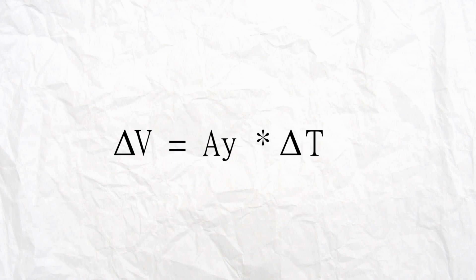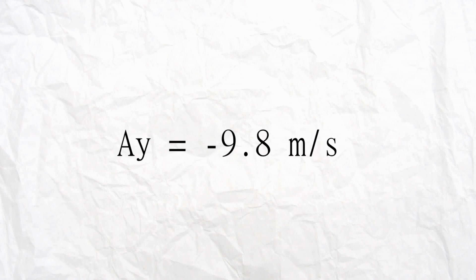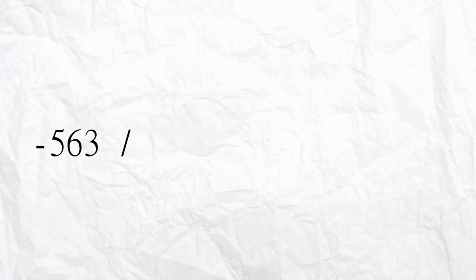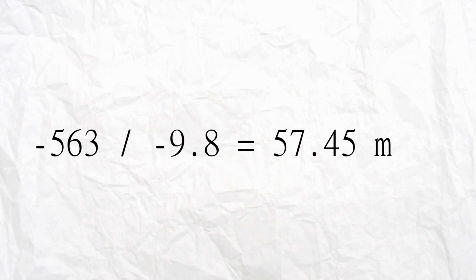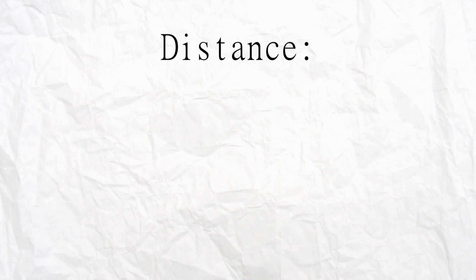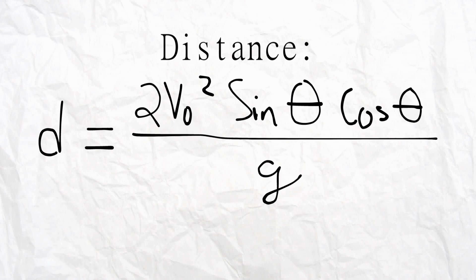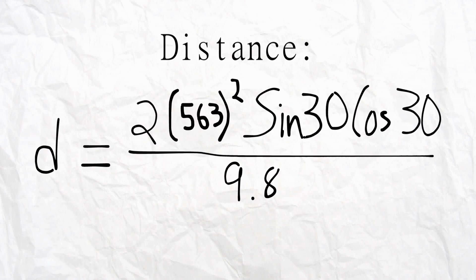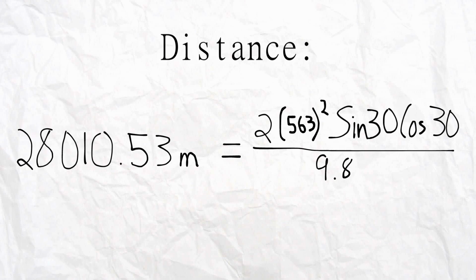The change in velocity is also equal to the vertical acceleration multiplied by the change in time. We know that the vertical acceleration will be negative 9.8 meters per second squared, as the projectile will be in freefall. We then solve by dividing the change in velocity by the vertical acceleration to get about 57.45 seconds for the total time it took. To find the distance, we can use this formula, where I can just plug the values in to get this as the answer to our distance.